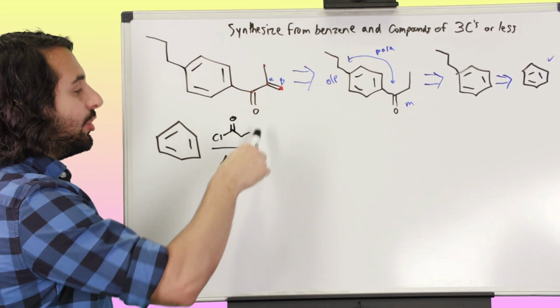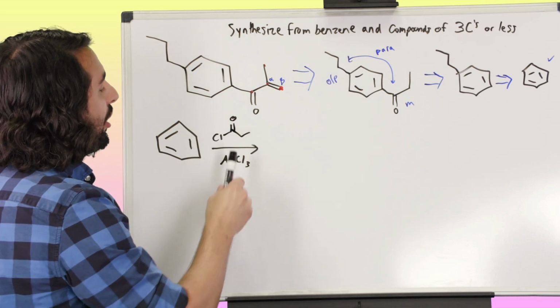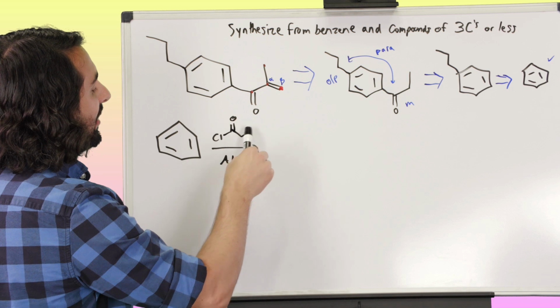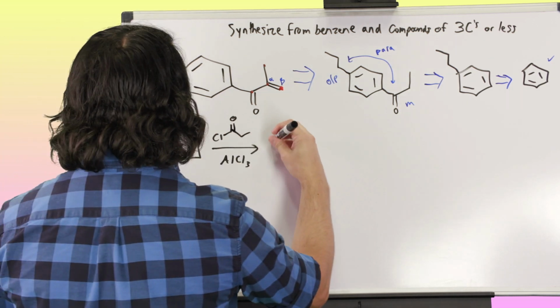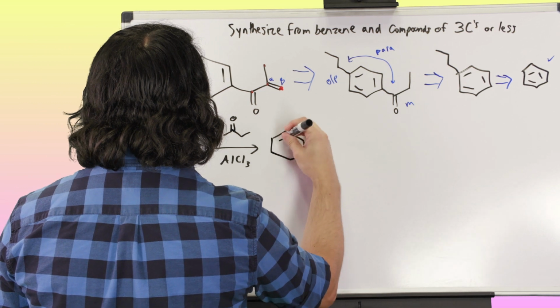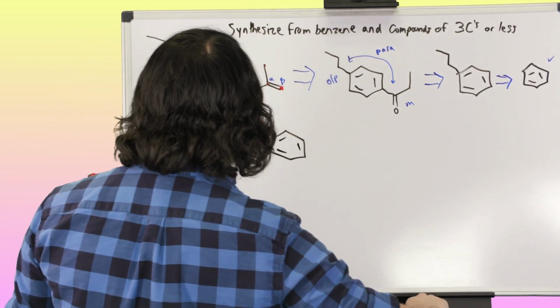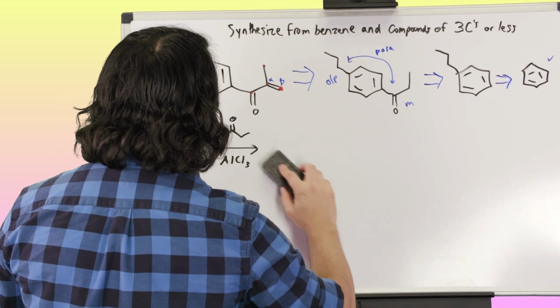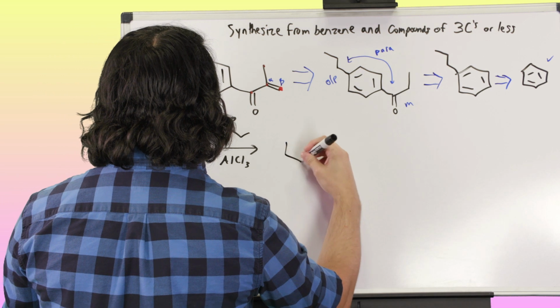So once again, let's use a 3-carbon fragment. That is allowed. Remember, we can use anything of 3 carbons or less. And so we've got this 3-carbon Friedel-Crafts acylation reagent. And let's go ahead and do an acylation. And let me move it over just to keep everything in the same position as here, to alleviate any confusion.